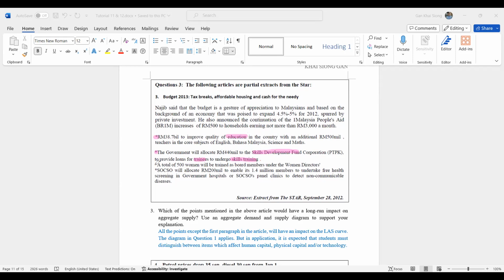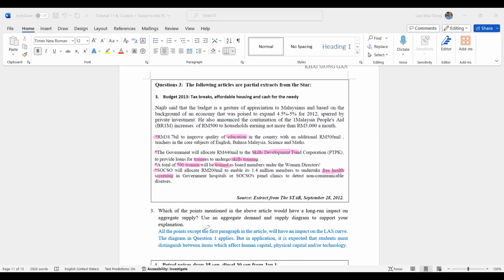The next one, a total of 500 women will be trained as board members under the women's director programme. And next one, SOCSO will allocate 200 million to enable its 1.4 million members to undertake free health screening in government hospitals. So which of the points mentioned in the above article would have a long run impact on the aggregate supply? So basically all the points will have.